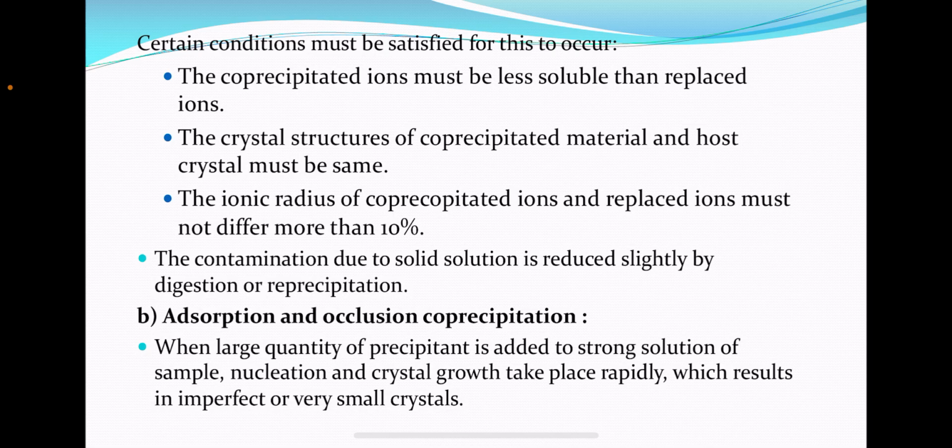The contamination due to solid solution is reduced slightly by digestion or reprecipitation. Okay, so how to reduce this coprecipitation? Digestion means heating the precipitate in a water bath or a sand bath by maintaining a constant temperature. Okay, so continuously we are going to heat in a water bath or sand bath. This process is called digestion, or we can avoid this by reprecipitation. That means by repeating the precipitation method.